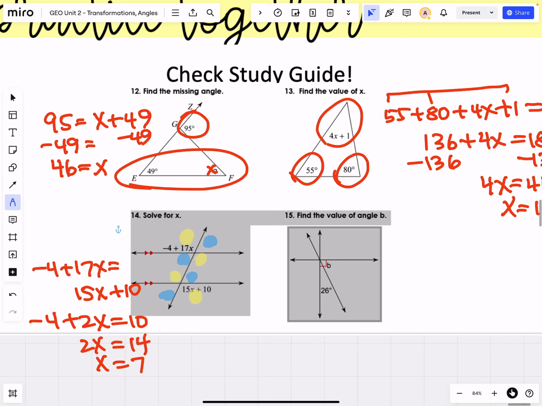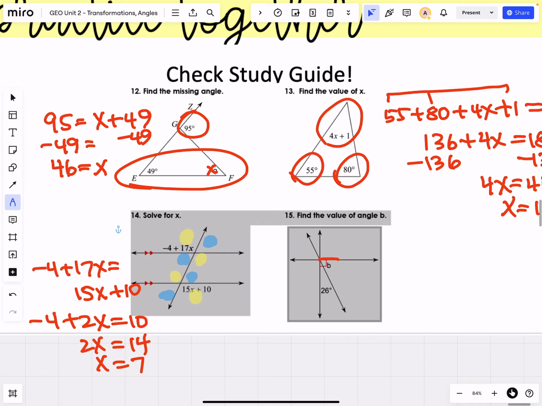You could double check that by subbing it into your angle measures, and you should get the same thing. 166, 170. Is that right? 70 plus 35, 105, 115, 70 plus 190. Yeah, that's right. Very good. Okay, find the value of angle B.